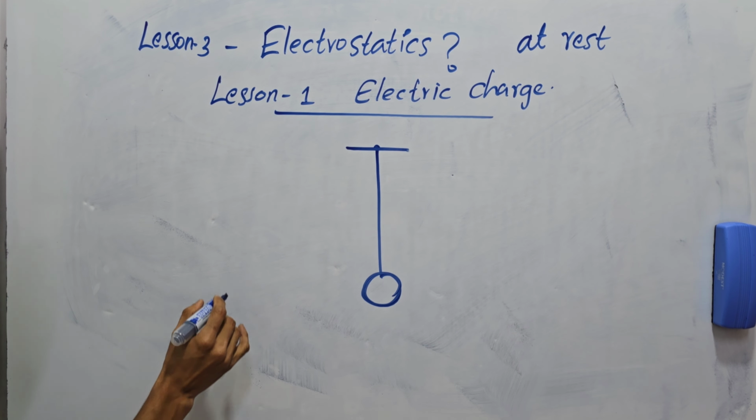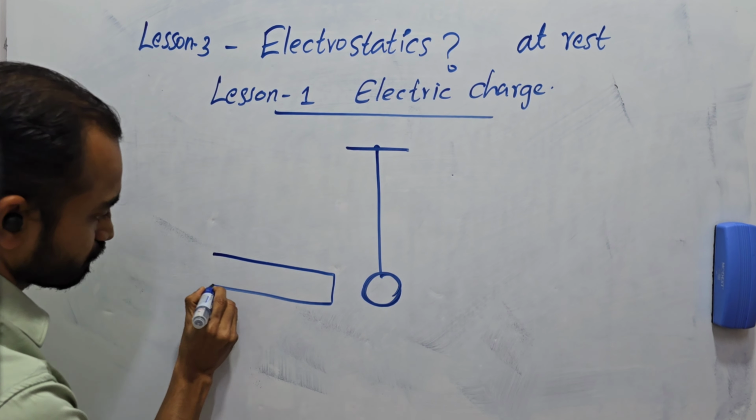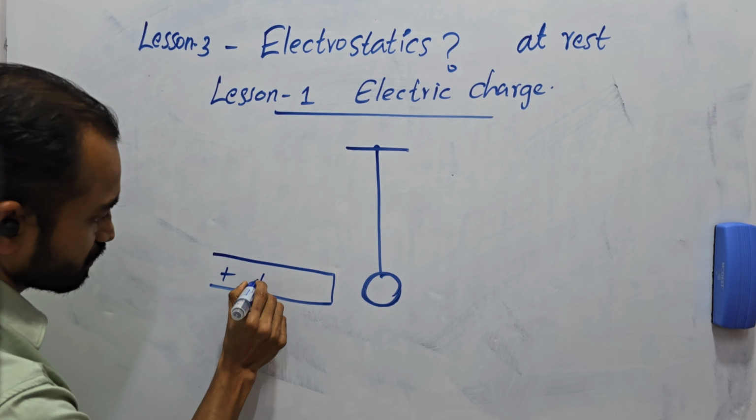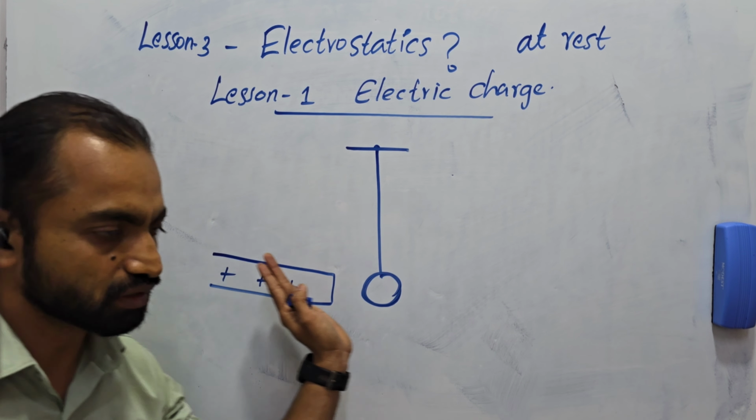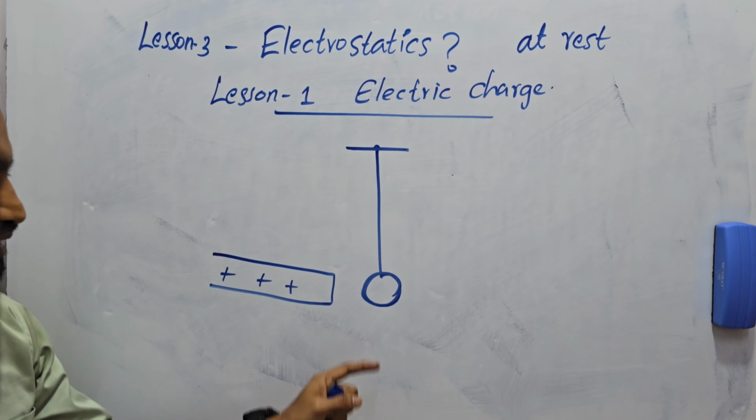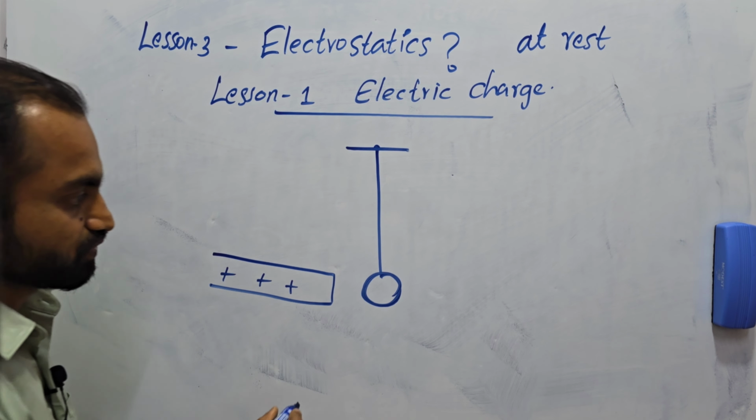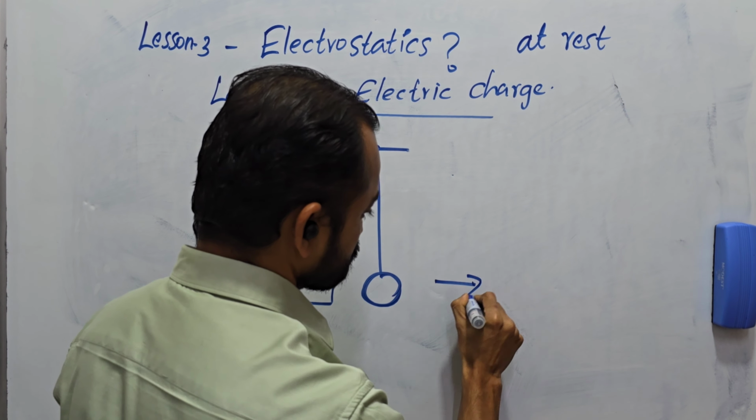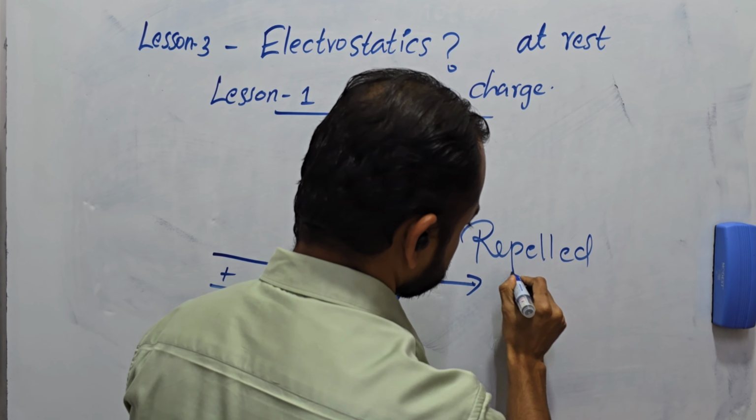Okay. For example, you brought a positively charged rod, and the pith ball is repelled away. The ball is repelled away, which means this is a positively charged object, correct? If it is repelled, okay, if it is repelled. Did you understand the question?